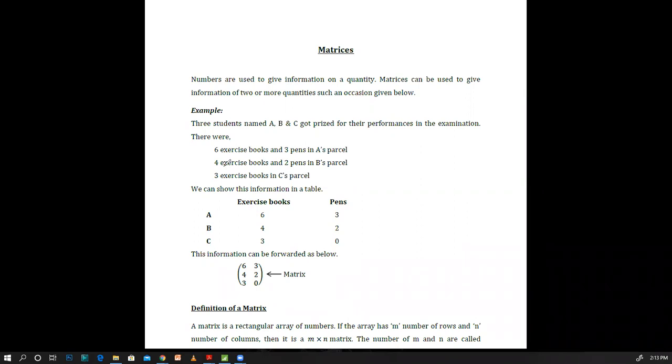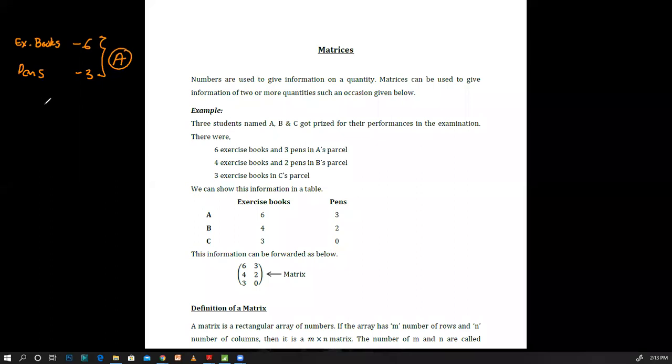If we look at the prize got by student A, that student has got 6 exercise books, and there are 3 pens as well. 6 books and 3 pens. This is for the prize got by student A.